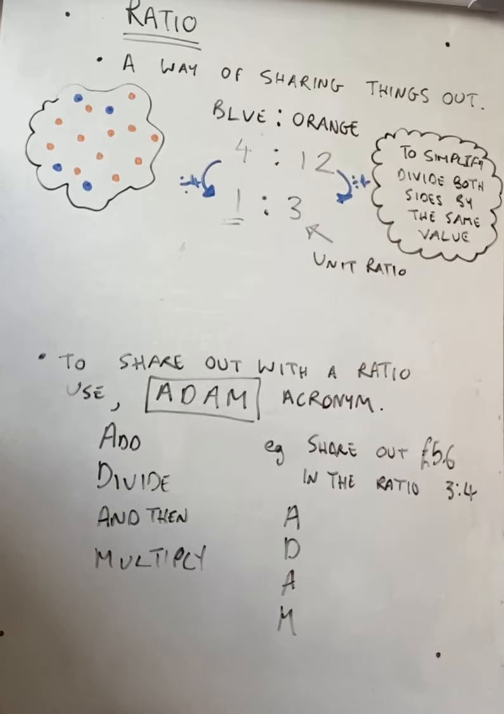And unit ratios are really good and useful for things like currencies. So when you go abroad, you normally get an exchange rate. You get an exchange rate for how many euros you're going to get to a pound, or how many dollars you're going to get to a pound. And that's why unit ratios are good, because they look at one of something and how many of the other thing you're going to get.